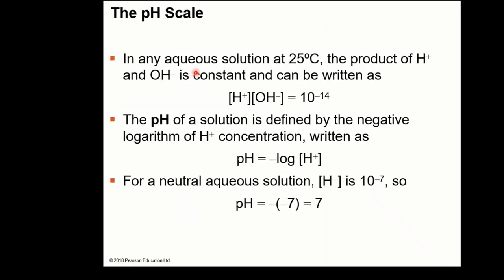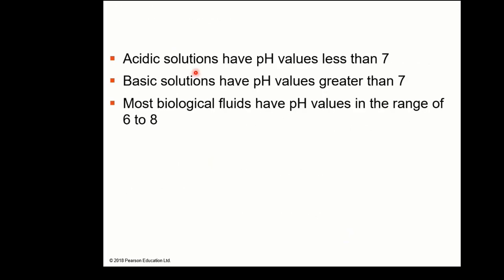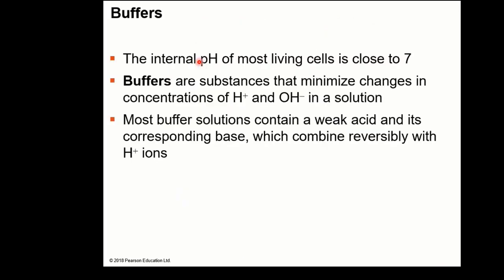What is an acid? Let's go back one more time. An acid is a substance that increases the hydrogen ion concentration. And a base is a substance that reduces the hydrogen ion concentration. And here are the basic solutions. The bases are the ones that reduce, and the acids are the ones that increase.